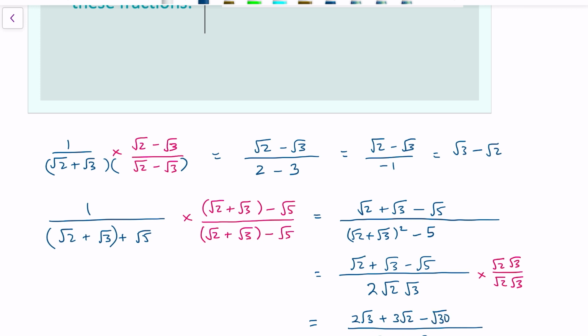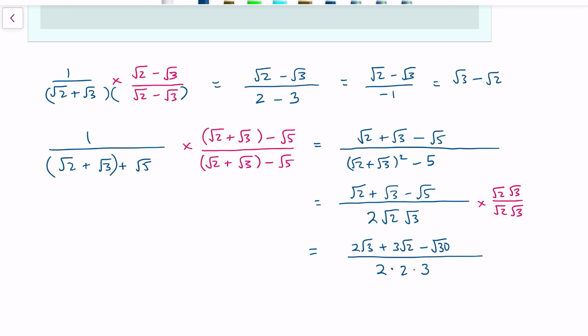And think, does 30 have any square factors? Nope, 4's not a factor, 9's not a factor, 16's not a factor, so that's all you can really do there. And if we wanted to, the whole thing is being divided by 12, so we could write 1/6 root 3 plus 1/4 root 2 minus 1/12 root 30 if you wanted to.